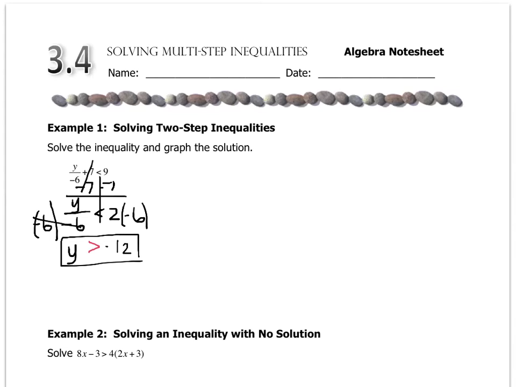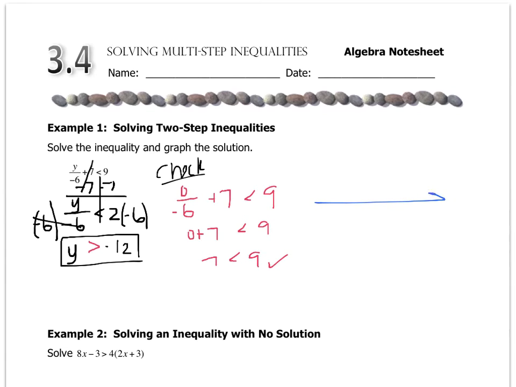Let's check it. Let's see. Yep, I can use 0, so I'll check 0. 0 divided by -6 plus 7. That's 0 plus 7, and that's true. So it checks. I'm going to put -12 at the center. It's going to be an open circle going to the right.